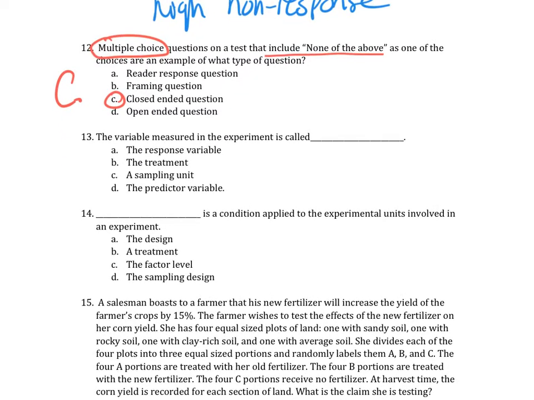Number 13, the variable measured in the experiment is called. The thing that we are measuring in order to answer our question or test our claim is called the response variable. We're trying to see how this thing responds to whatever treatment we are applying. So A would be correct.